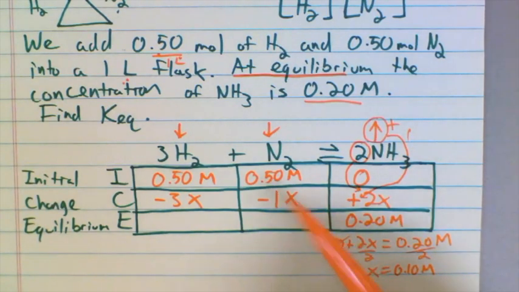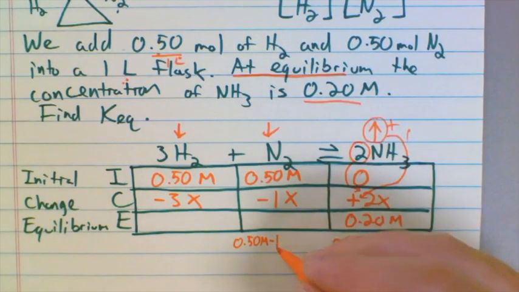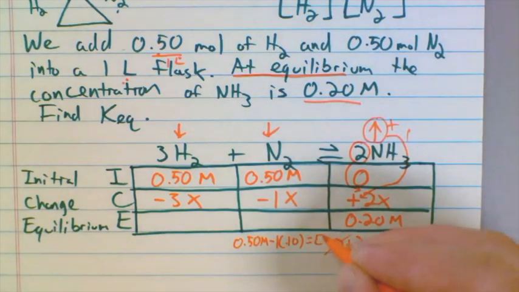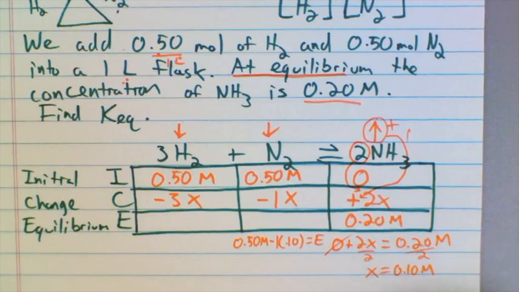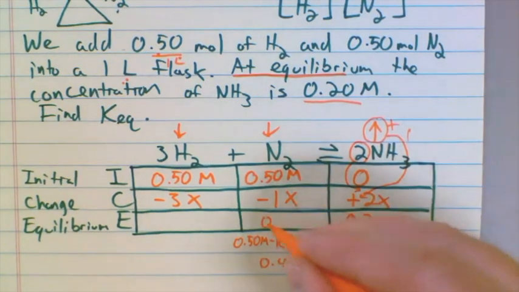Now we can go back to these ones, and we can plug x in to figure out what their equilibrium concentrations are. So we know that N2 initially starts out at 0.50 molarity. We subtract 1x, or 1 times 0.10, and that's going to equal our equilibrium concentration. So what's our equilibrium concentration for N2? 0.40.